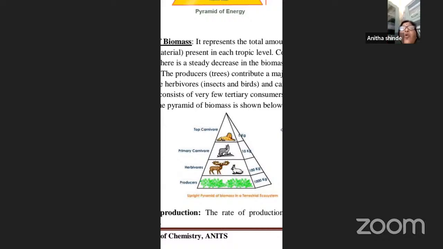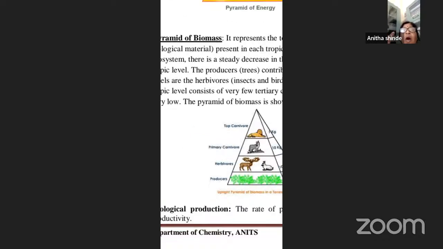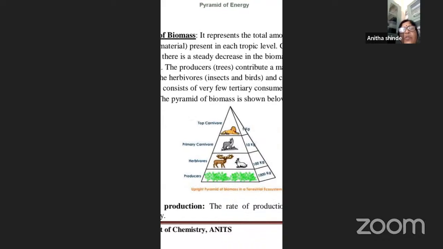Biomass is nothing but the total amount of biomass, that is the mass or weight of the biological organism here. So whose weight is more? That is the top carnivore. Here the weight is more. So like that, here is the upright pyramid of biomass in a terrestrial ecosystem.